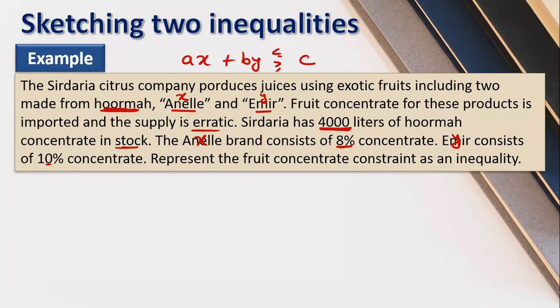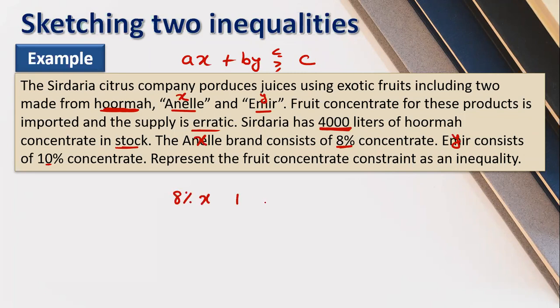Can I answer, doctor? Yeah, go ahead. 0.08 plus 0.10 less than or equal 4,000 liters. Why you took less than? Why not greater than? Because Siddhartha has only 4,000 liters of Kurma. Yes, logic, exactly. To be greater, it's not logic. Actually, let me write what you have said.